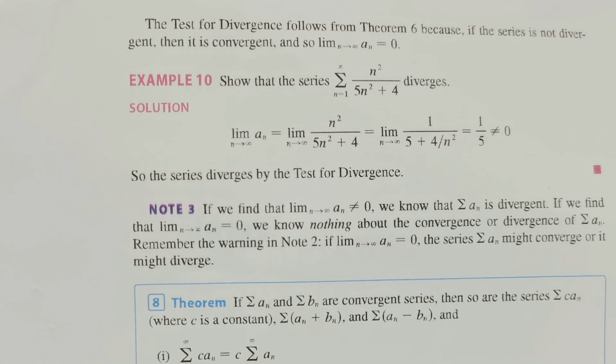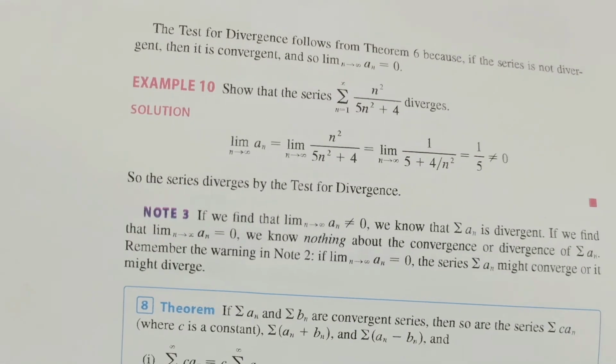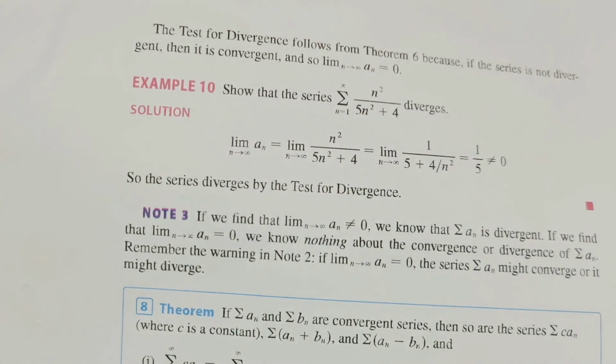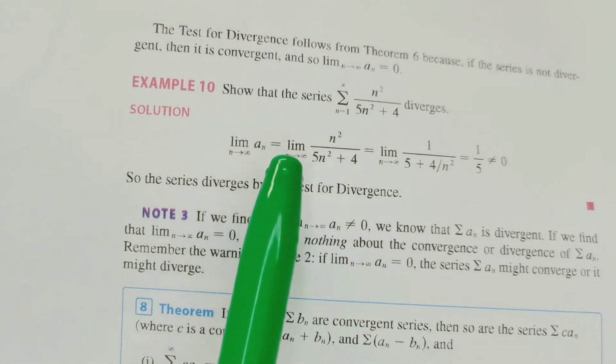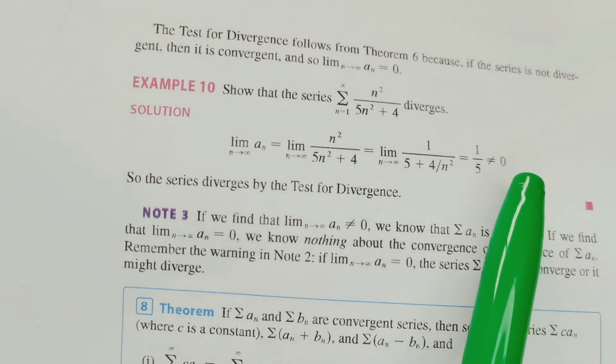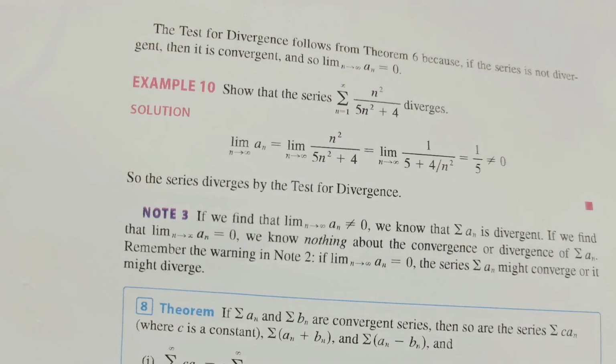Now that we know that the limit is not 0, we can easily conclude that the series is divergent. So that's easy. Test for divergence. All you have to do is to compute for the limit as n approaches infinity. Show that the limit is not 0. Once you're done with it, you can conclude that the series is divergent.